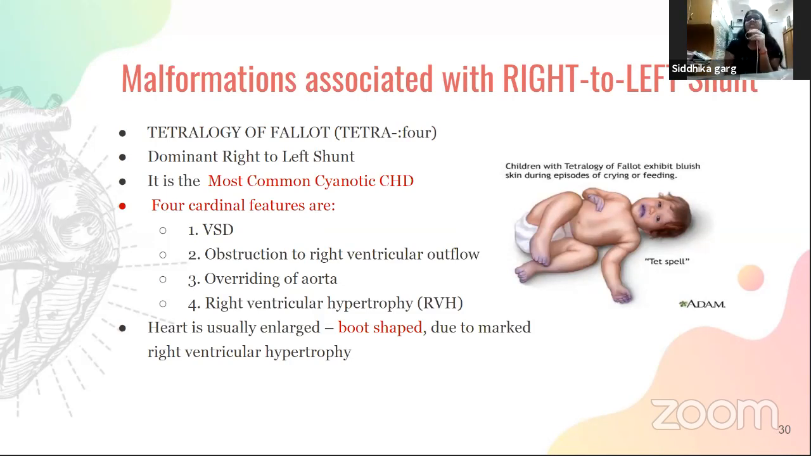Now, malformations associated with right to left shunt. Tetralogy of Fallot. Tetra means 4, that means it has 4 pathologies or 4 cardinal features. It is a dominant right to left shunt. It is the most common cyanotic CHD. The 4 cardinal features are VSD, obstruction to right ventricular outflow, that means pulmonary stenosis, overriding of aorta, that means instead of arising from the left ventricle, the aorta arises from the hole created via the VSD, and right ventricular hypertrophy. On CXR, you're going to see a boot-shaped heart due to marked right ventricular hypertrophy.